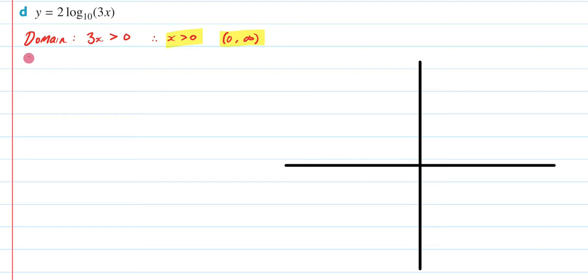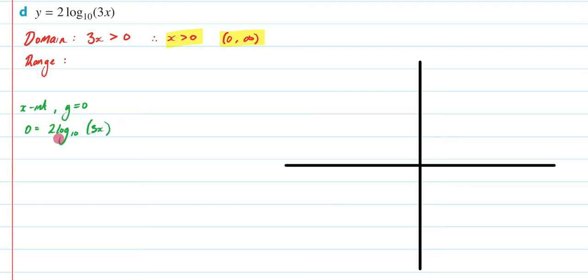The next thing that we have to do is find my range, but we're going to save that until it is sketched and it will make more sense. The next thing that we need to do is find my x-intercept. We find the x-intercept by letting y equal 0. So in this case, what we're going to get is 0 equals 2 log base 10 of 3x.